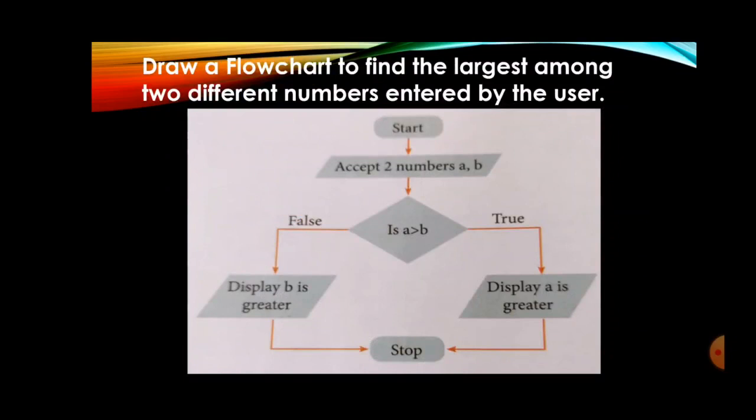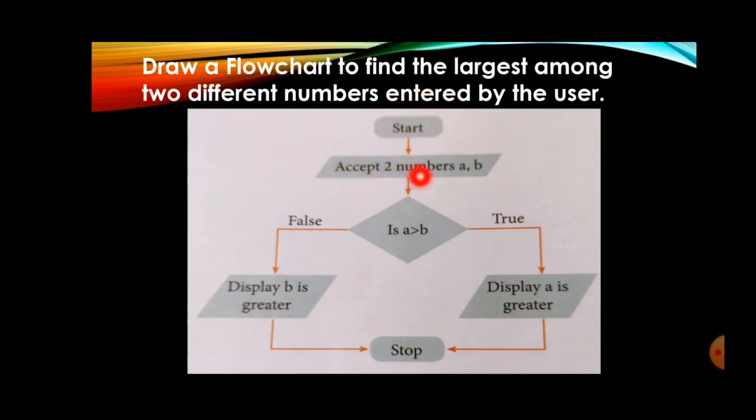Now let's understand the concept with the help of one example. Student, you can see one question is there. Draw a flowchart to find the largest among two different numbers entered by the user. So always you know that in a flowchart the first step is start and the last step is stop. So we will begin the flowchart with the start button. You can see I have written start in the rounded rectangle, or you can make an oval shape also. Both will be correct.